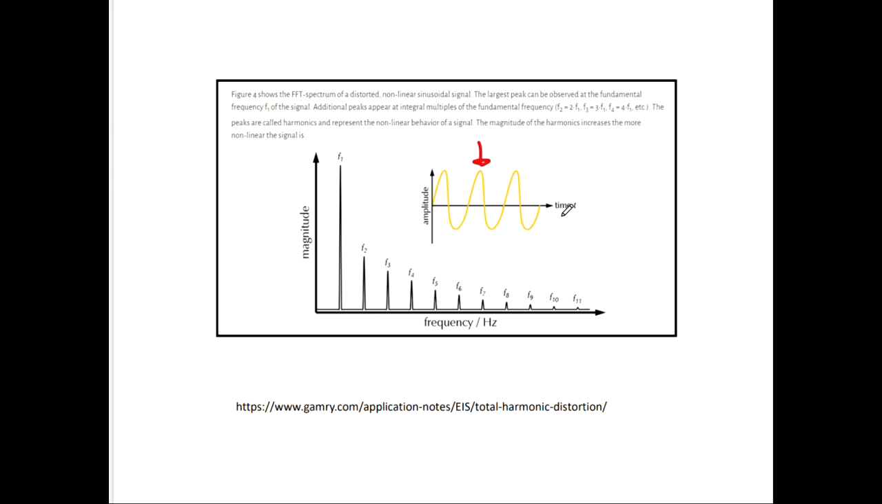So here's our time domain, and you can't tell much in the time domain. So we've got to do something called a Fourier analysis to figure out what these components are that are causing this odd-looking sine wave, the distortion. They're right here.